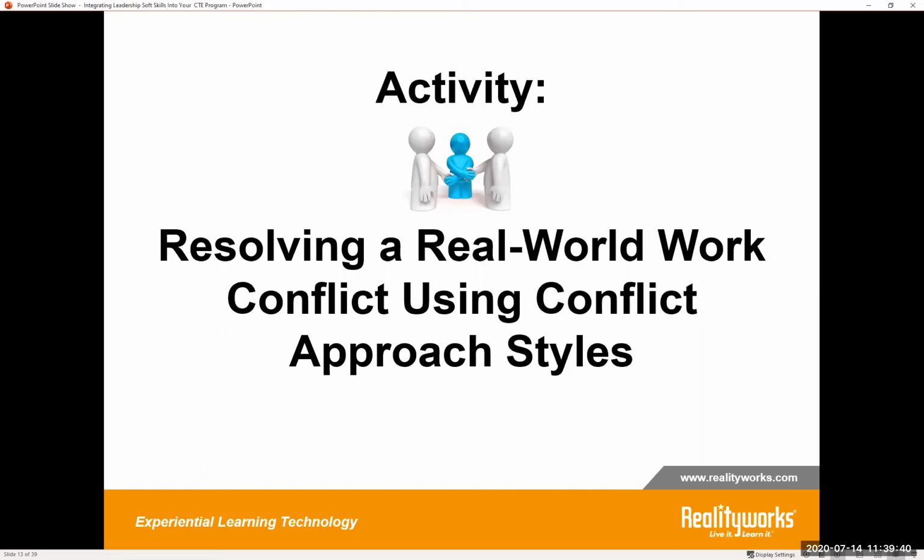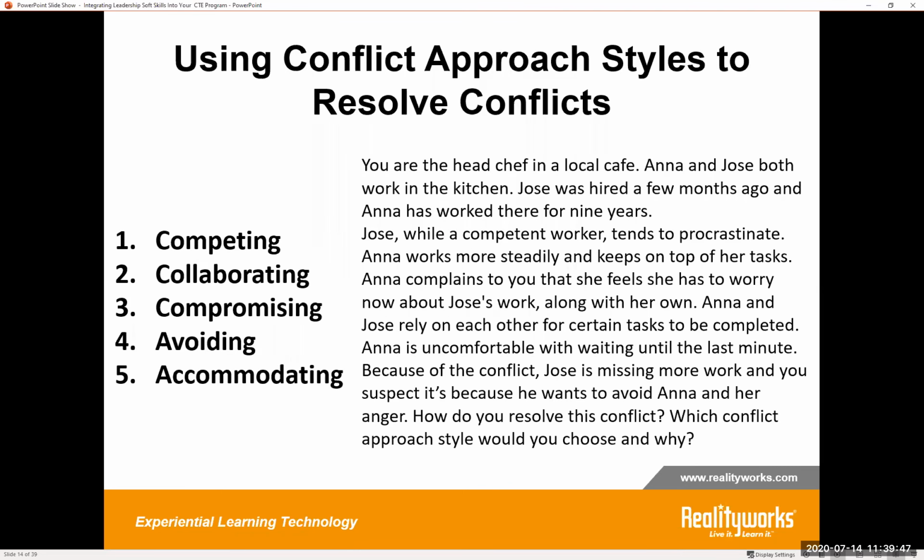And that is the model that we're going to use in the next activity to help students understand conflict resolution. So the first thing you would do with students is you would give an overview of the 5 conflict approach styles. And I've got the 5 styles listed on the screen in front of you, 1 through 5. I'm just going to share a little bit about each one.